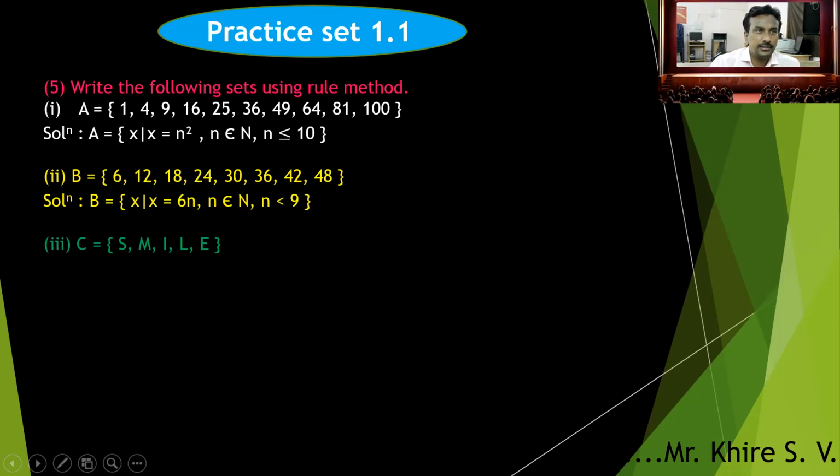C is the set of some letters S, M, I, L, E. C is the set of Y such that Y is a letter in the word smile. These are the letters in the word smile.